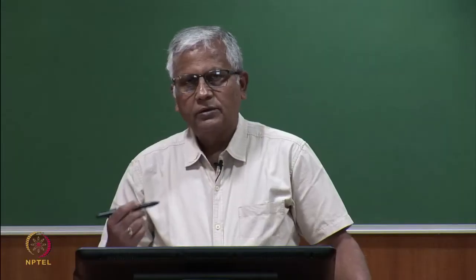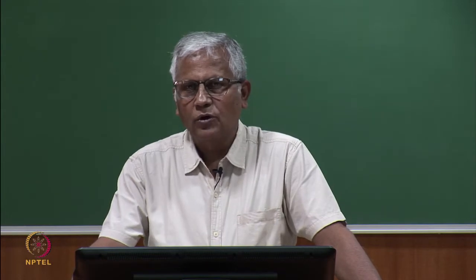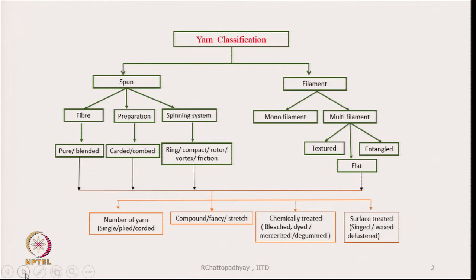therefore, the characteristics of the yarn, and the characteristics reflected in the properties also, will be different as we go from one spinning system to another, or we go for blended fibers, or it is made from pure 100% cotton fiber or viscose rayon fibers or some other fiber. The filament yarns similarly could be classified into two groups, monofilament and multifilament. And multifilament can also be further classified as textured, entangled or flat.